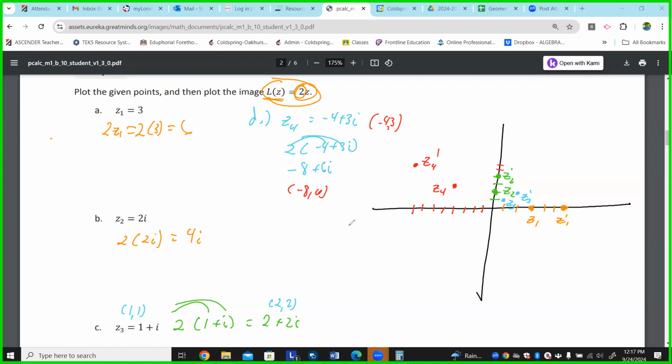All right. Questions so far? Pretty straightforward. All right. Let's look at E. So Z5 is equal to 2 minus 5i. So what would its new value be? Or how would I find its new value? Distribute the 2. Very good. And you get what? Very good. And what was the original point?